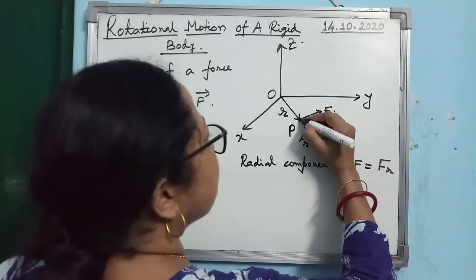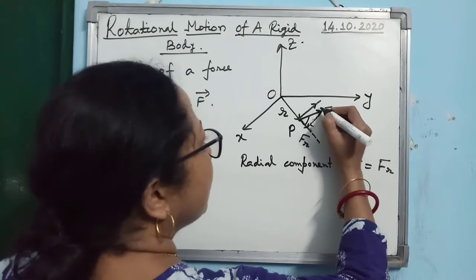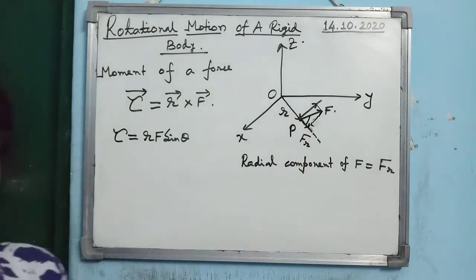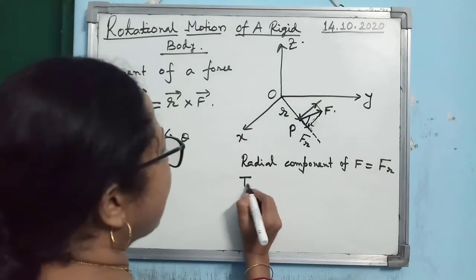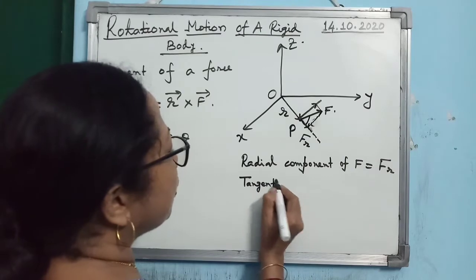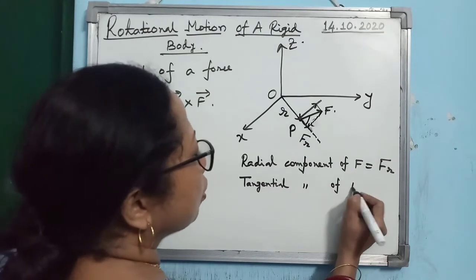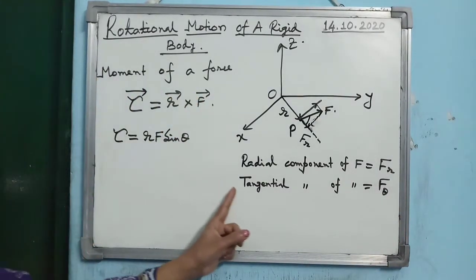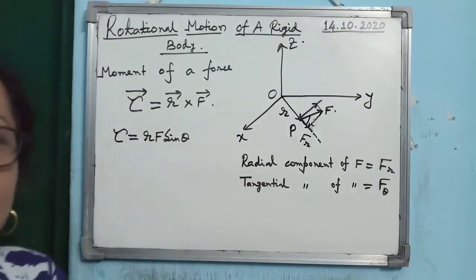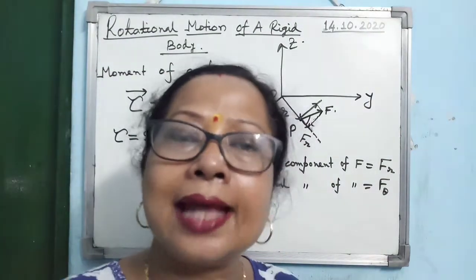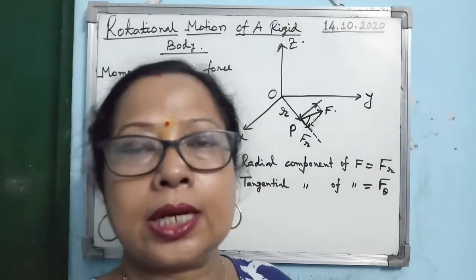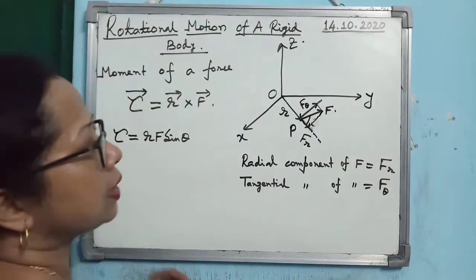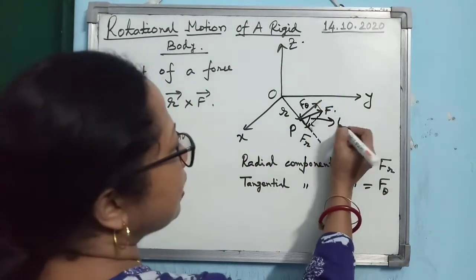And if you take a component perpendicular to the position vector R, then that is known as the tangential component of force, and we denote it by F theta. Why is it termed tangential? Because at one point radius and tangent are perpendicular to each other. Look at the diagram. This is Fr and this is F theta, and this angle is theta.